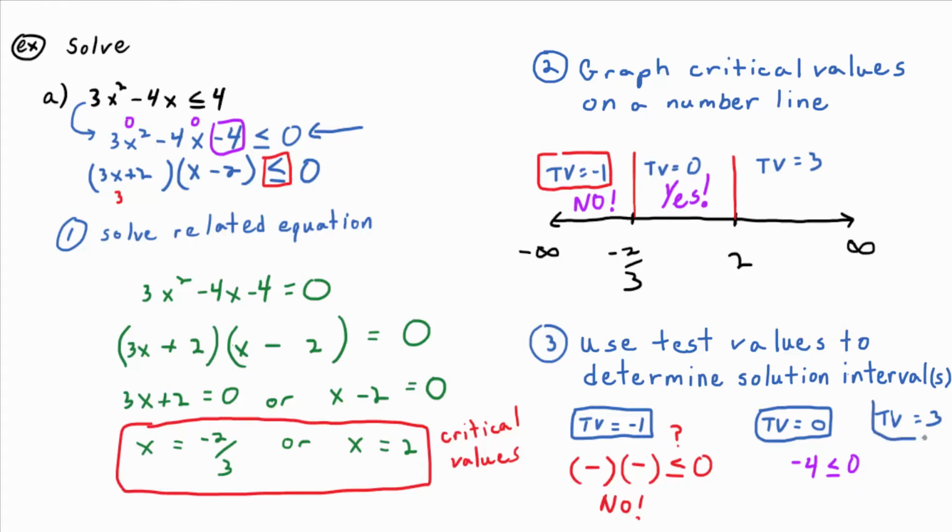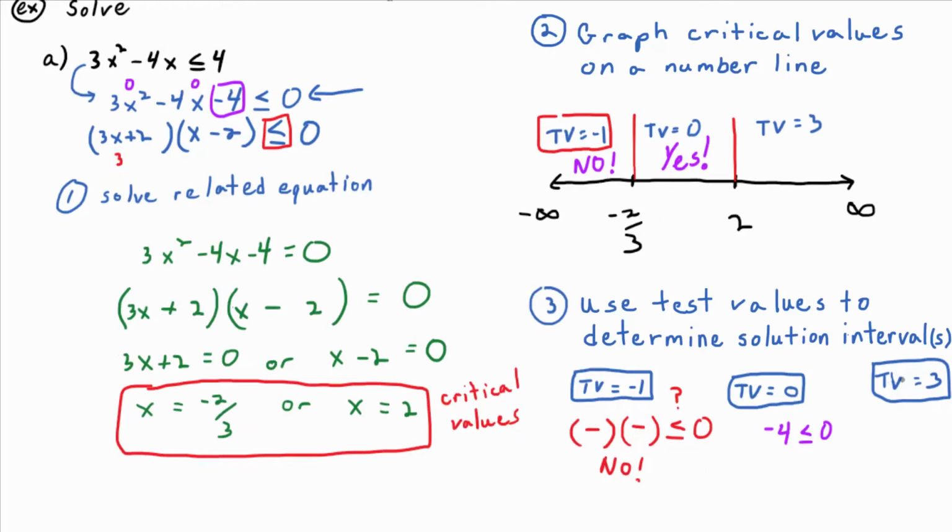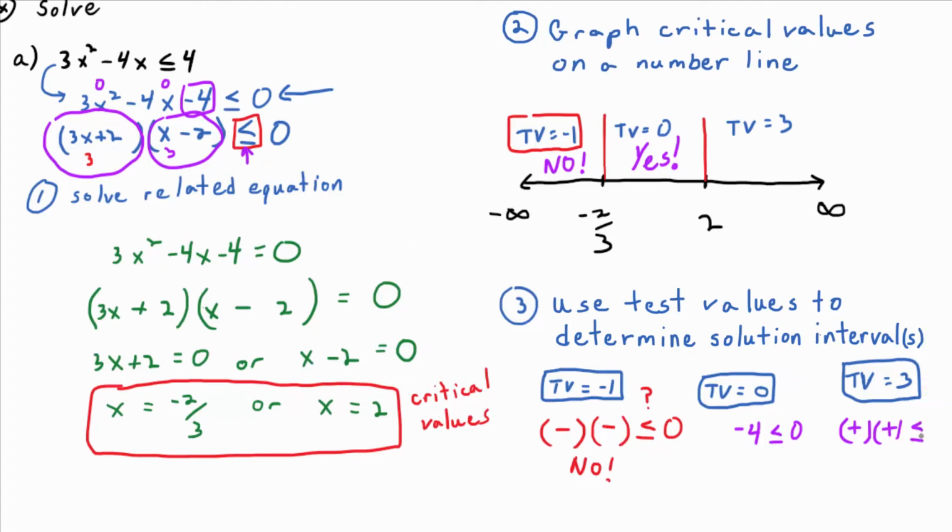Plug it in right here. Let me scoot this over a little bit to make some room. Okay, test value of 3. We plug a 3 in here. You told me that first factor is positive, right? If you plug a 3 in here, this one's positive. What about this one? Is it positive or negative if you plug in a 3? Okay, is a positive times a positive less than or equal to 0? Not last time I checked. So question mark, is that less than 0? No! You can get mad at it. No!